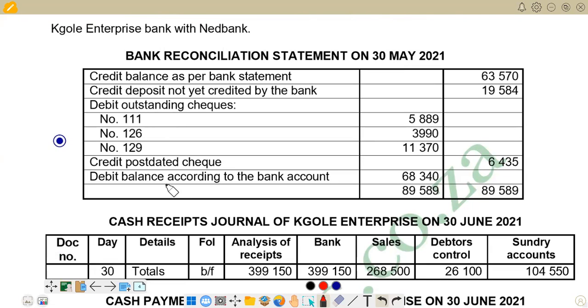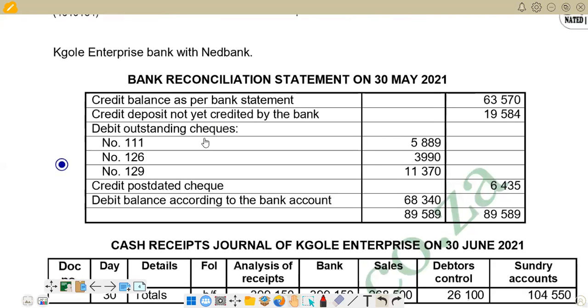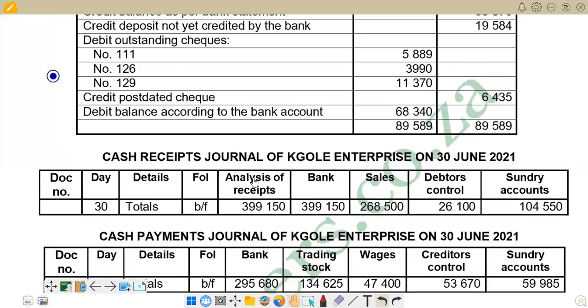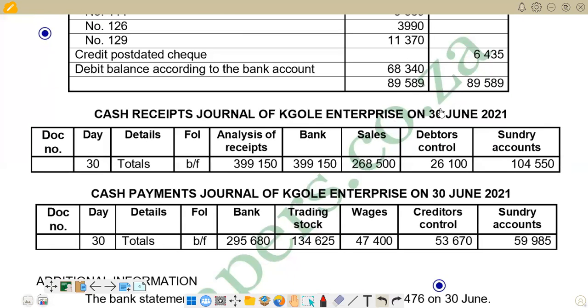The question starts with the information for Kigoli Enterprise, banking with Nedbank, and we've got a bank reconciliation statement on 30 May 2021. This bank reconciliation represents the statement for the previous period, so it's going to help us when we prepare the bank reconciliation for this period. Under that, we have the cash receipts journal of Kigoli Enterprise on 30 June 2021, whereby we are given the opening balance to start with. And we've got the cash payments journal of Kigoli Enterprise, also giving us an opening balance.